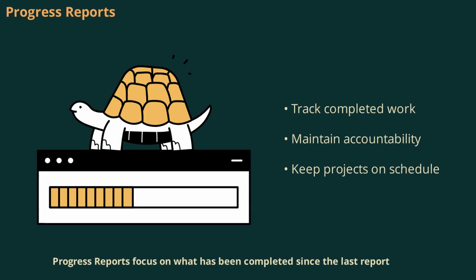Progress reports focus on what has been completed since the last report. They are useful for tracking development and ensuring that projects stay on schedule. By regularly updating stakeholders on progress, these reports help maintain momentum and accountability throughout the project lifecycle.